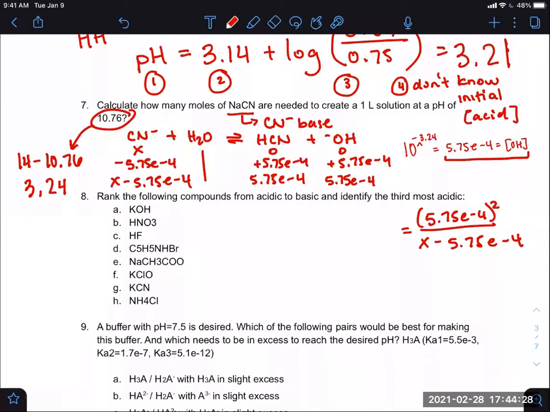Okay, I had a question. Where did I get the 5.75 e negative 4 from? That's just over here, Cam. So I found the pOH, which is over here. I did 10 to the negative power of the pOH so I can find the OH concentration and then put it over here, okay? Hopefully that makes sense.